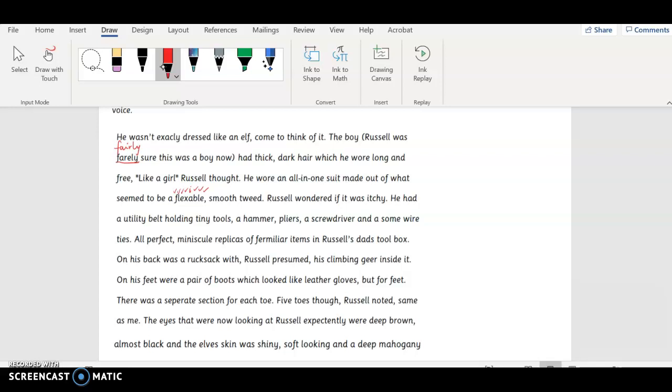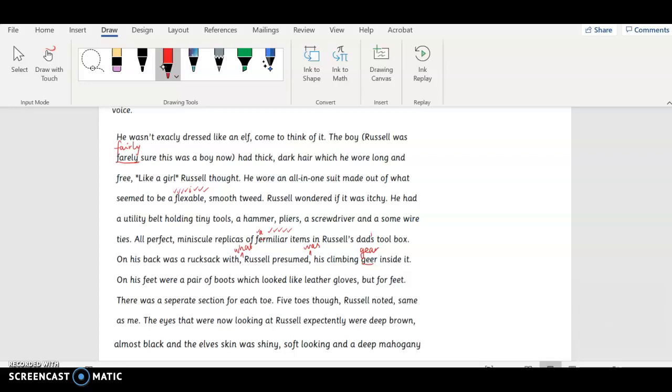He had a utility belt holding tiny tools, a hammer, pliers, a screwdriver, and some wire ties, all perfect minuscule replicas of familiar items in Russell's dad's toolbox. Now we need an apostrophe there because Russell's dad owns the toolbox. On his back was a rucksack with what Russell presumed was his climbing gear. Inside it, gear is misspelt.